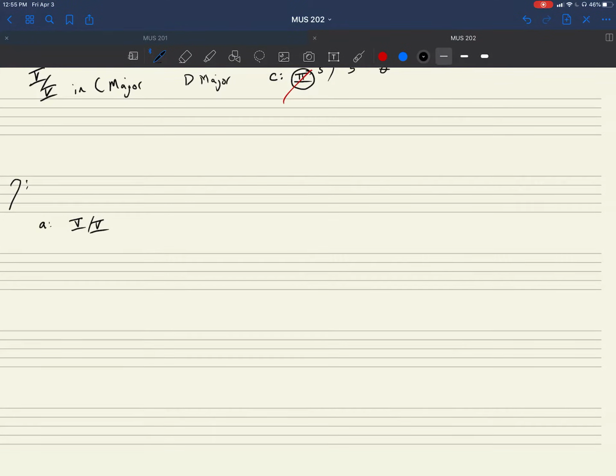So what we're going to do now is we're going to go to the fifth scale degree of A minor. So here's our A minor scale. You can just use a natural minor scale. You go to the fifth scale degree. So there's 1, 2, 3, 4, and 5. So you see that the fifth scale degree of A minor is E. So now you use the key of E minor and you build another scale.